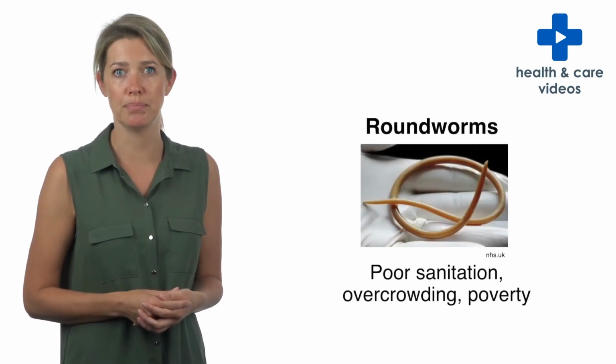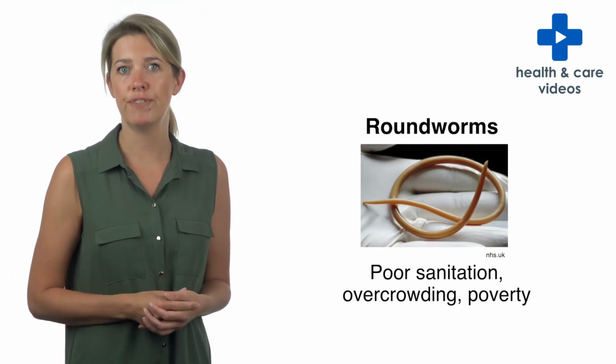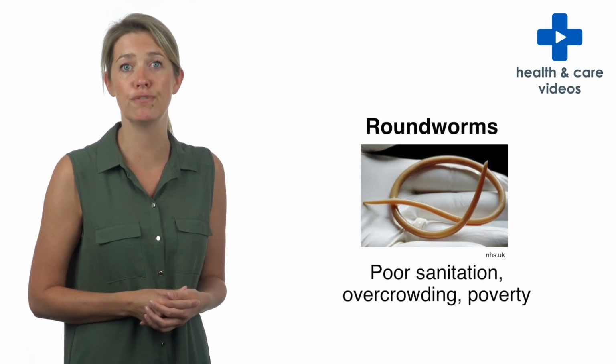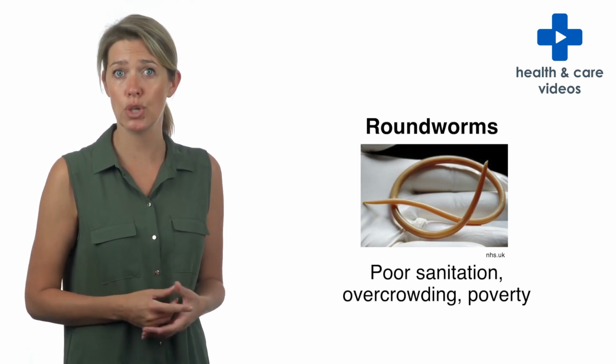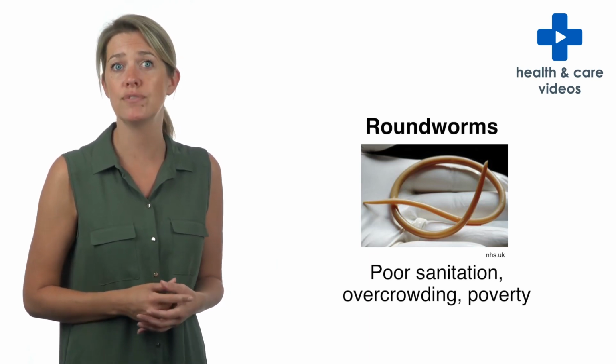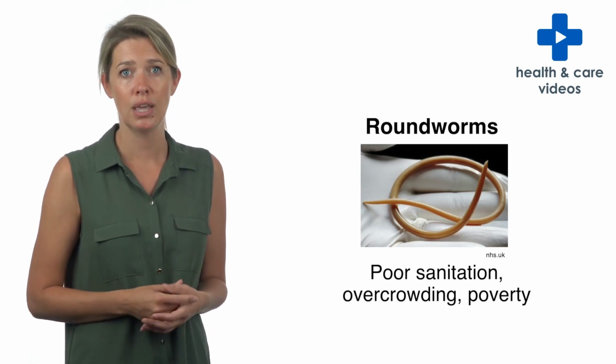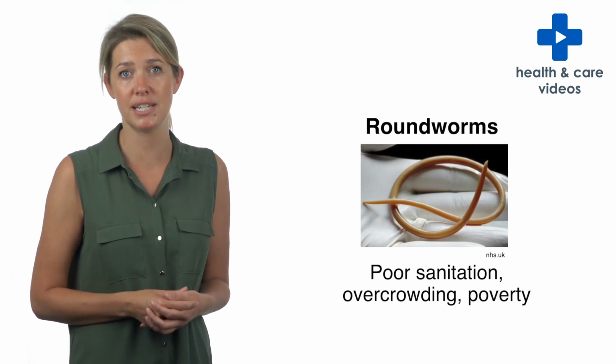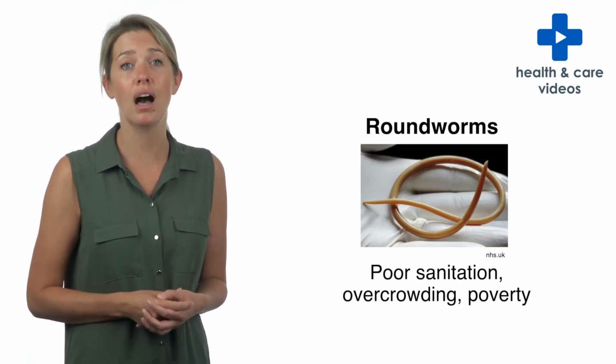Number 4, roundworms. How are they spread? Roundworm infection is spread by swallowing microscopic eggs that live in contaminated food or water. It is also possible to swallow the eggs if you have touched contaminated soil. Roundworm infection is most common in parts of the world where there is poor sanitation, overcrowding, and high levels of poverty.